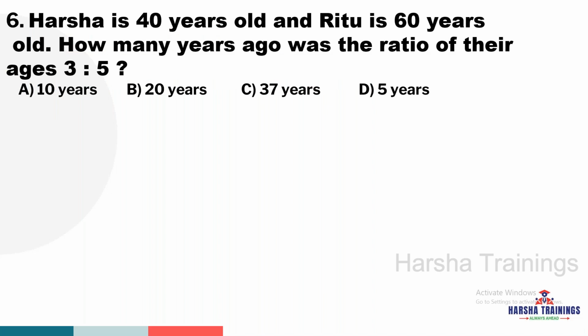Harsha is 40 years old and Ritu is 60 years old. How many years ago was the ratio of their ages 3:5? What is the answer, guys? Anyone? I think no need for pen and paper here. Look at the screen. Harsha and Ritu.